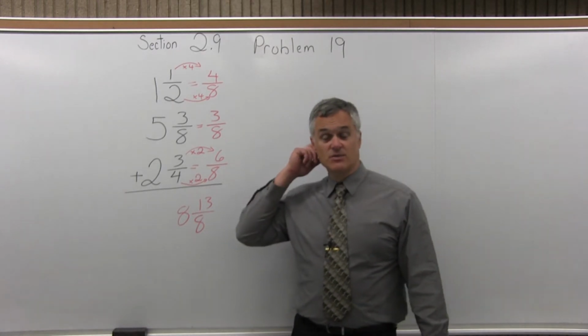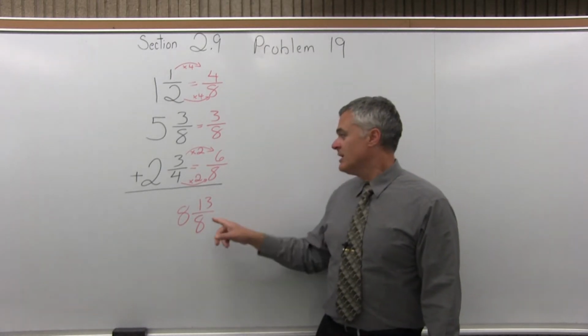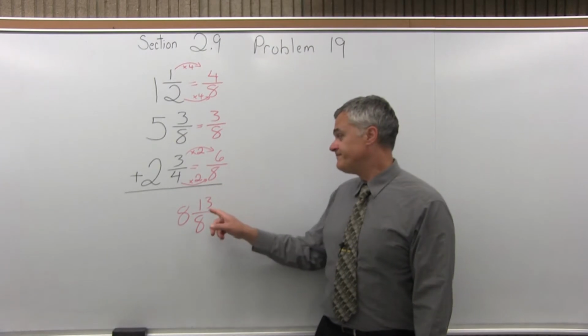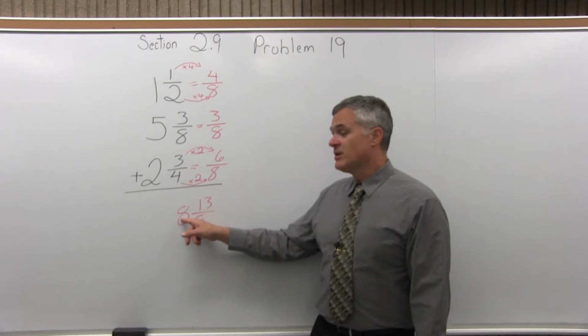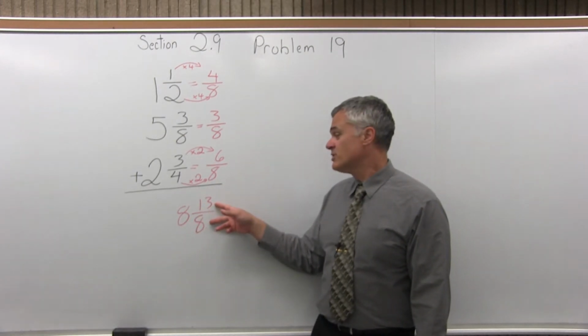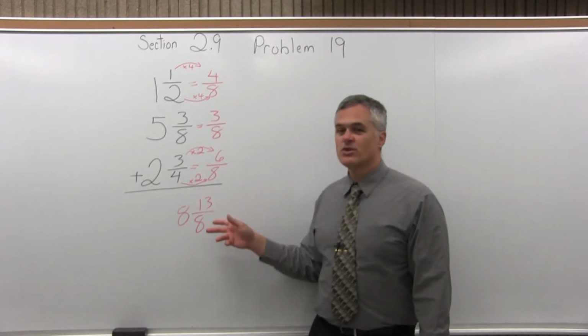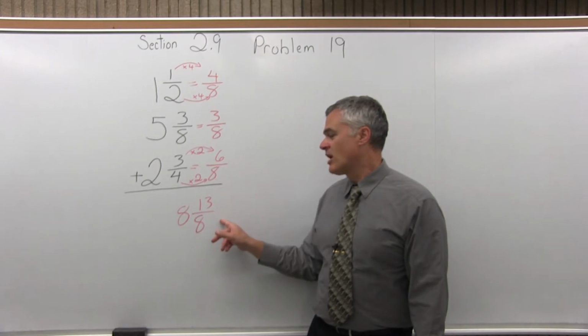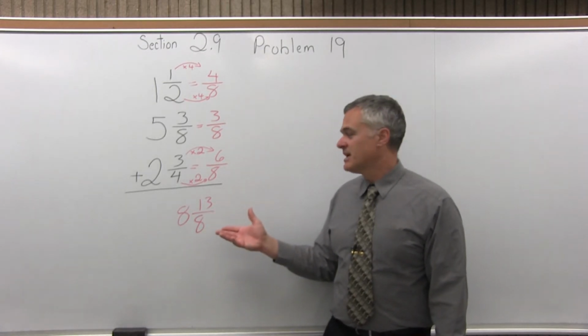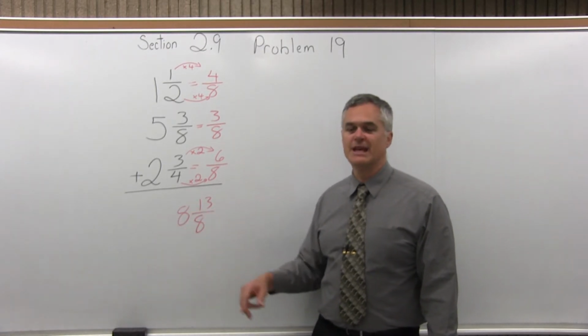Now that is the answer, but it's really not in a good form. I have a mixed number, a number with a fraction, where the fraction portion of it is an improper fraction. So that's really not good. I should convert that improper fraction into a mixed number and combine the number portion with the 8.